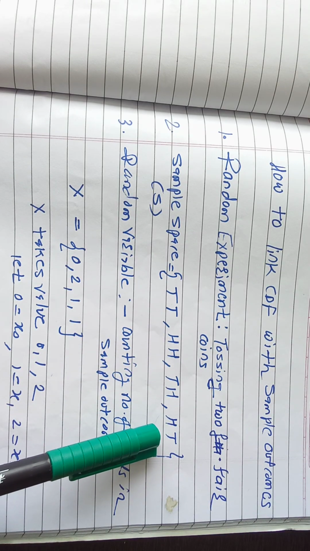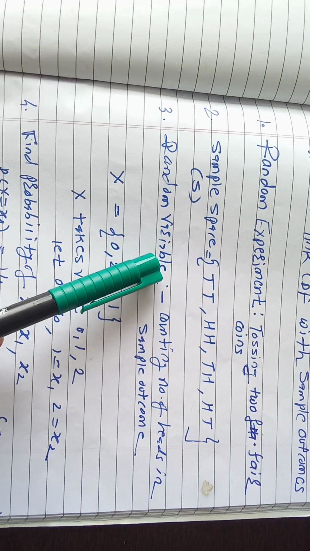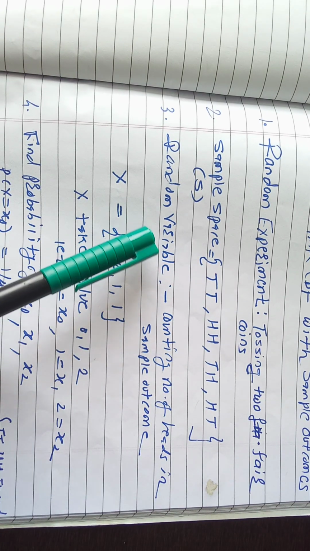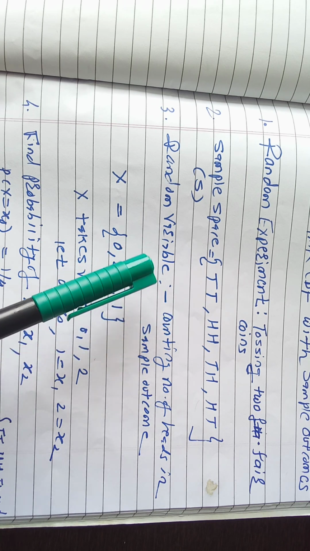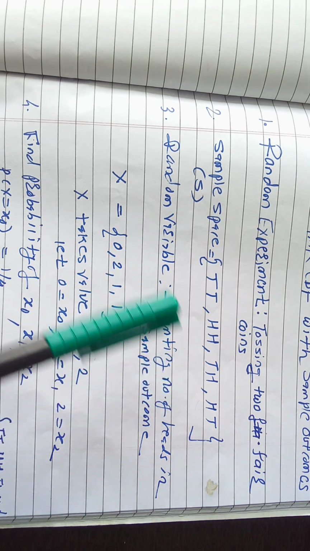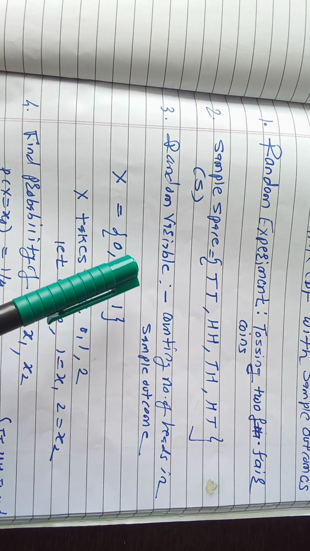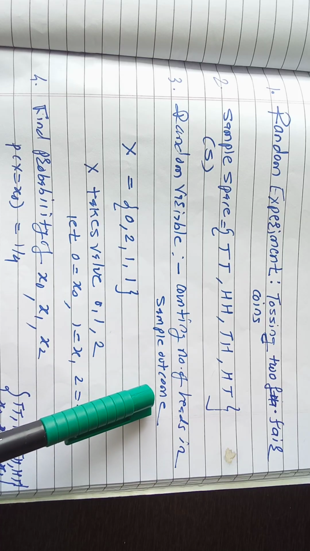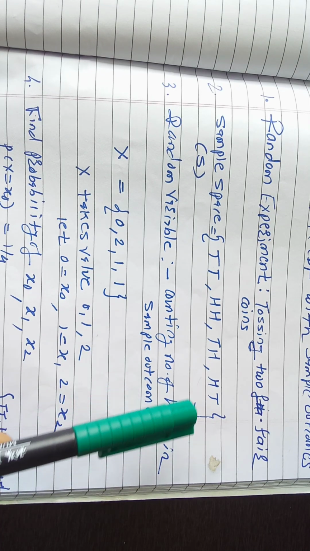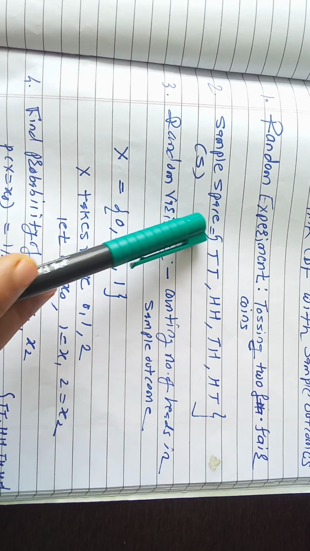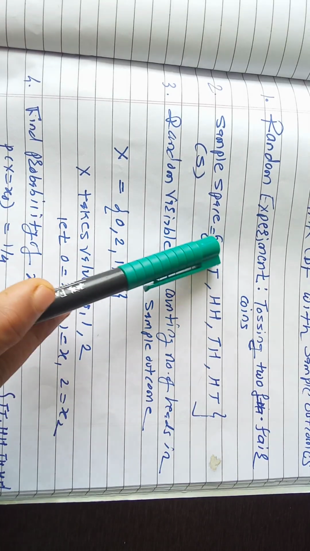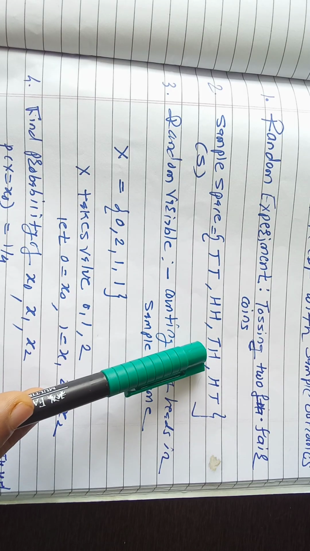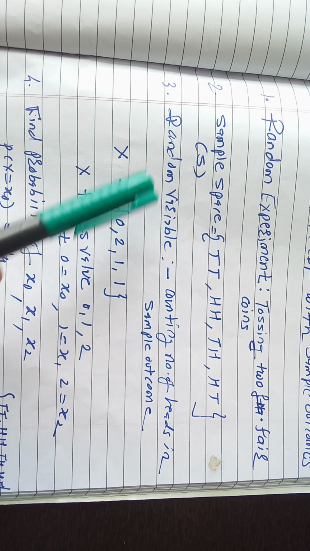This is the second step. After that, the third step is you have to assign a random variable. That also will be given in the problem. Here we are taking the random variable as counting the number of heads in the sample outcome. So what is a random variable? A random variable converts these four sample outcomes to real numbers.